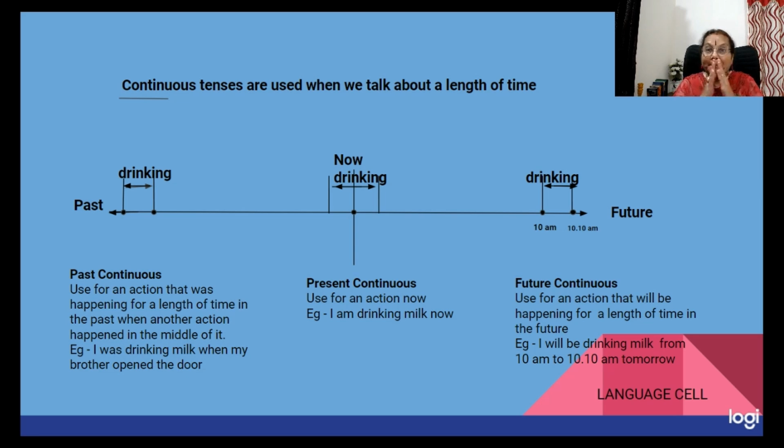Clear? So when it happens for a period of time, continuously happening, it's called continuous tense. It can be present continuous, past continuous, or future continuous. Got it? It's for a period of time. Think again: simple tenses, simple present, simple past, simple future. There it's one point of time. When it comes to continuous tenses, it's for a length of time. We'll go to the next one.